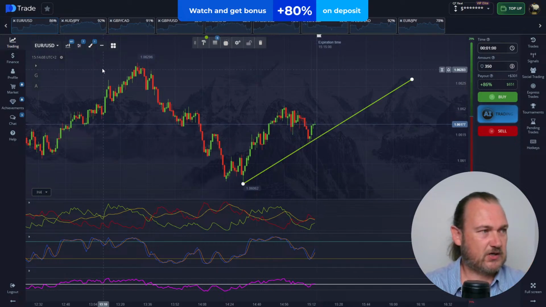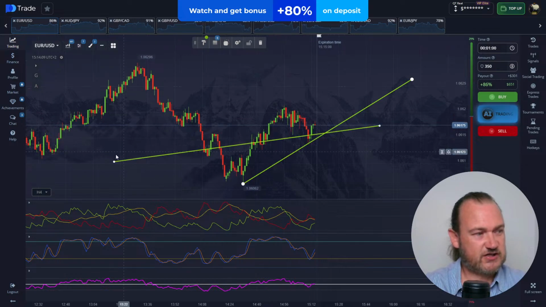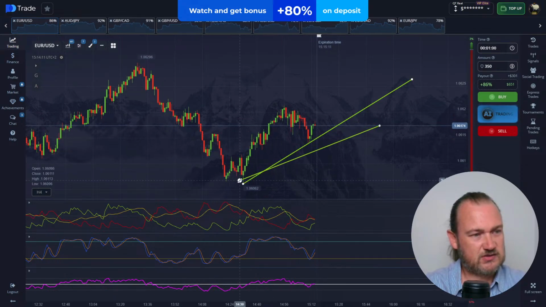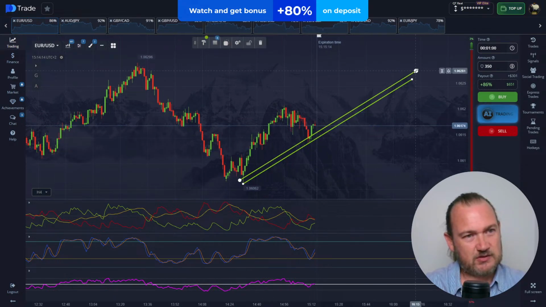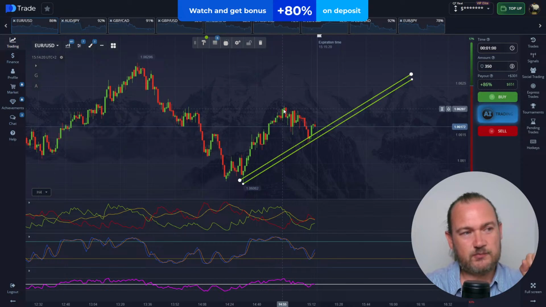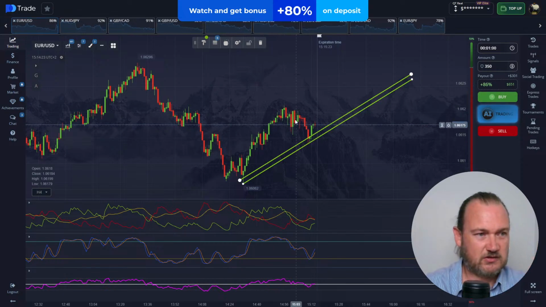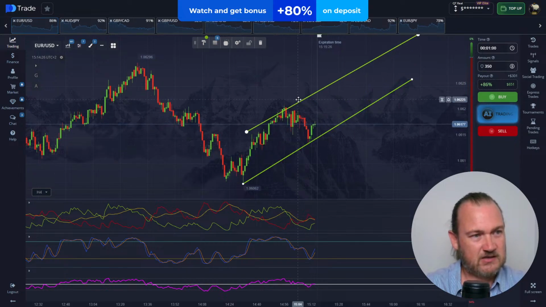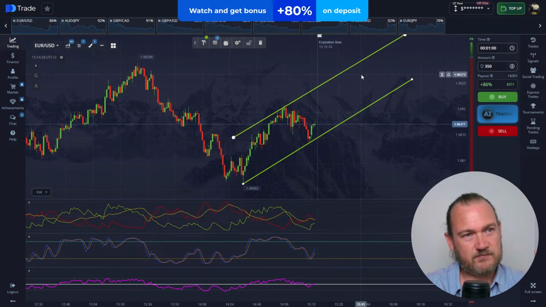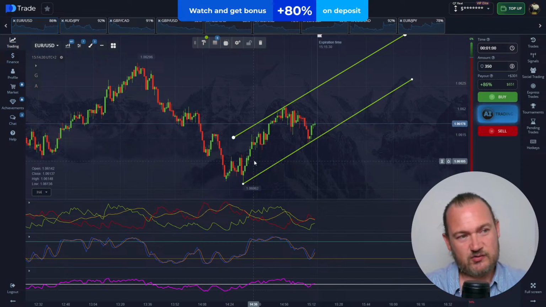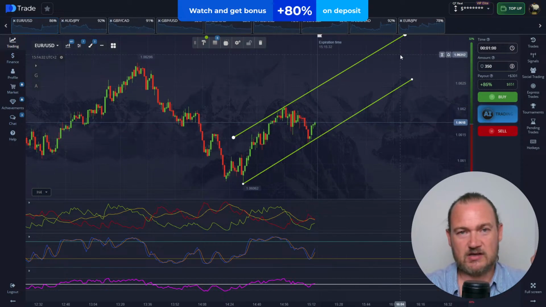Quite often what I like to do is I love channels. Channels tend to work out super beautifully. So what we're going to do is draw a line parallel to it, and then we're going to put that line on the first high that formed, and this will be this area here. So I'm going to put it right there, and this is why we call it a channel. We do have an upwards moving channel at the moment.